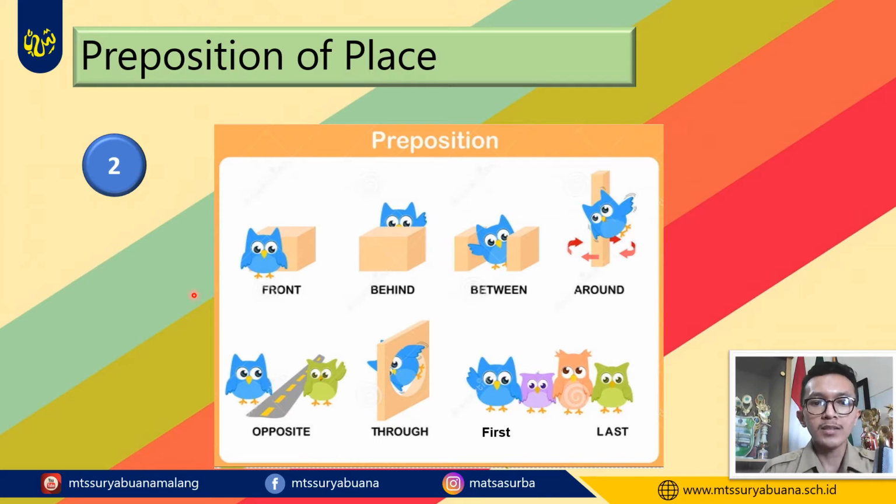The blue owl is standing in front of the box. The blue owl is standing behind the box. The blue owl is standing between the two boxes. The blue owl is flying around the wood. The blue owl is standing opposite the green owl. The blue owl is flying through the hole. The blue owl is standing on the first line. The green owl is standing on the last line.